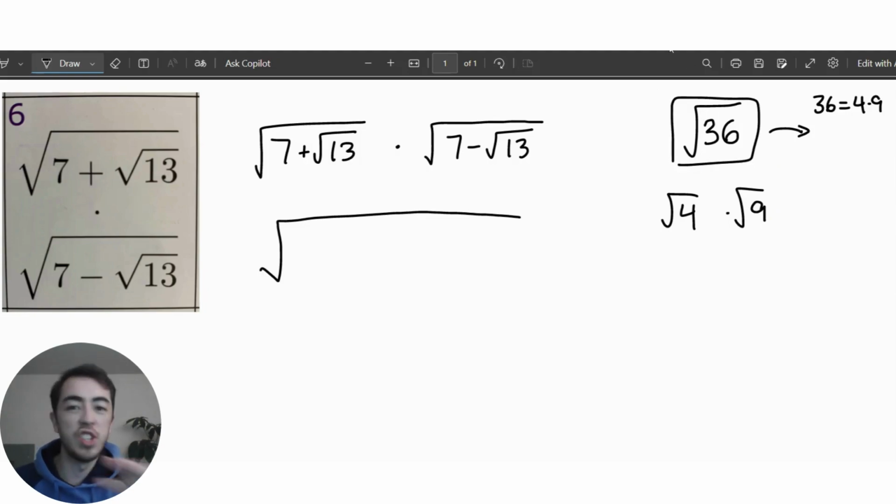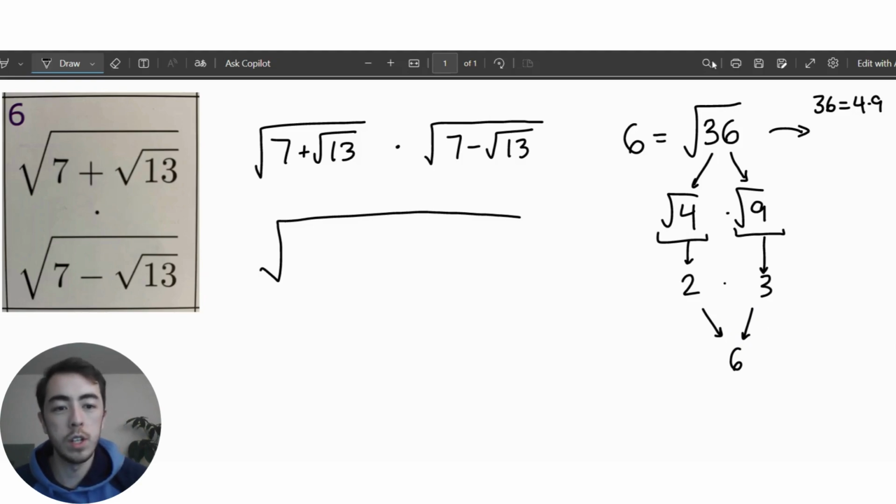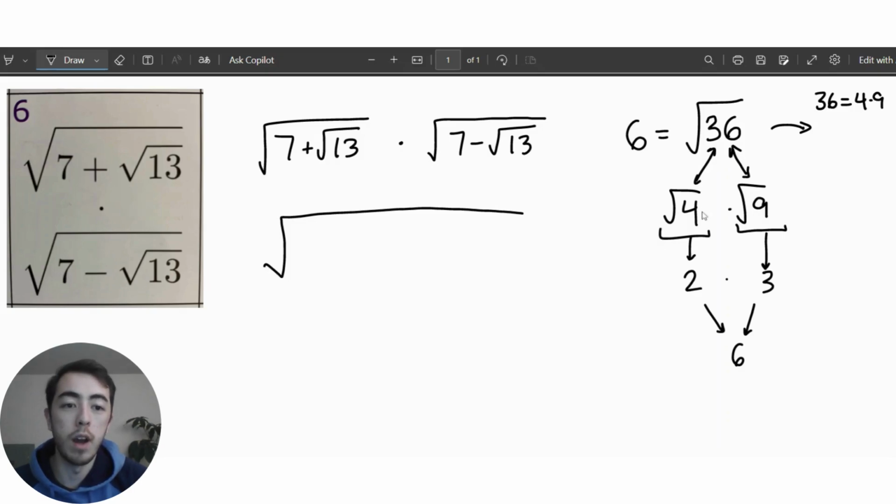Thinking about it as just like the definition of a square root, I know that I can find some number, 6, multiplied by itself, and that gets me 36. Then thinking about this step of splitting it up, I could show that this is a 2, because 2 times 2 is 4. And this is a 3, because 3 times 3 is 9. And ultimately, 2 times 3 also gets 6. So the whole point of this was just to show that I could split up a square root into its products. I could also go backwards, and that's what's going to happen here.